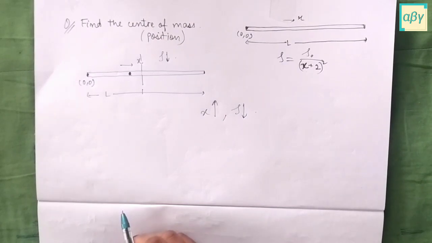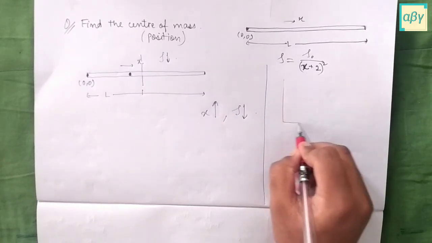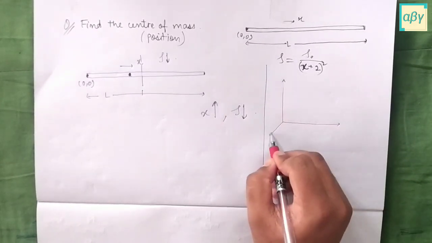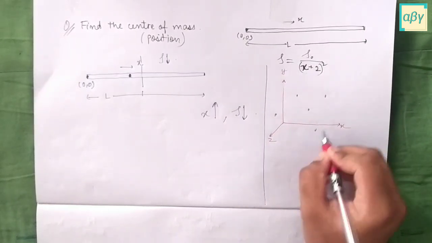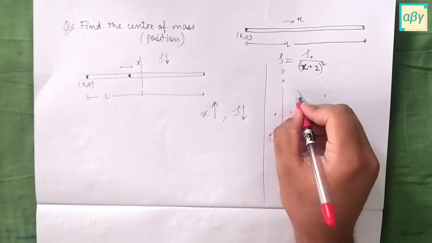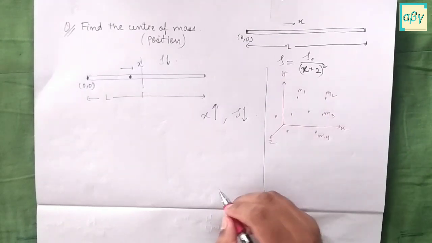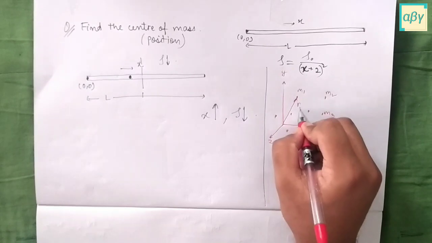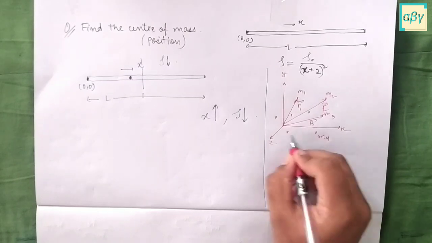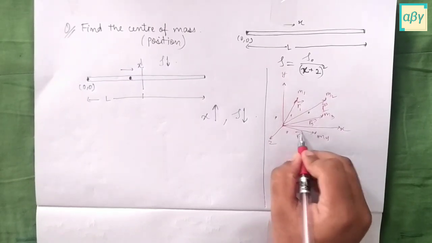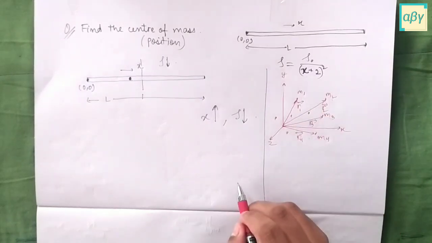Now before I do the calculations, let me go back to the basics. So suppose I have a coordinate system x, y, z, in which I have considered some point masses. So here I have a system of point masses m1, m2, m3, m4 and so on. Let r1 vector, r2 vector, r3 vector, r4 vector, and so on be the position vectors of the point masses m1, m2, m3 and m4.